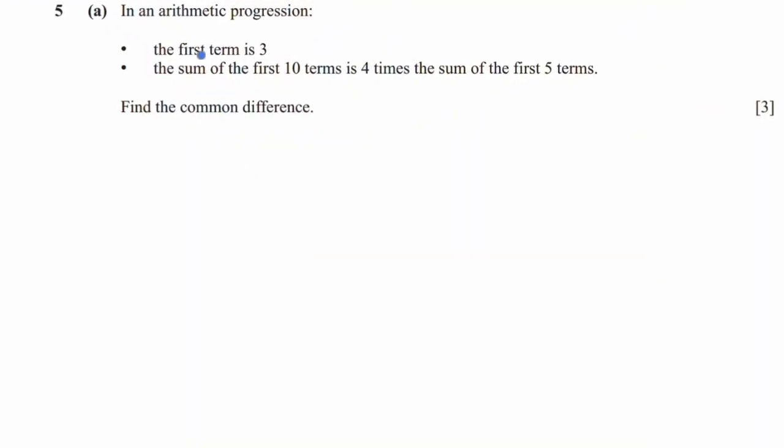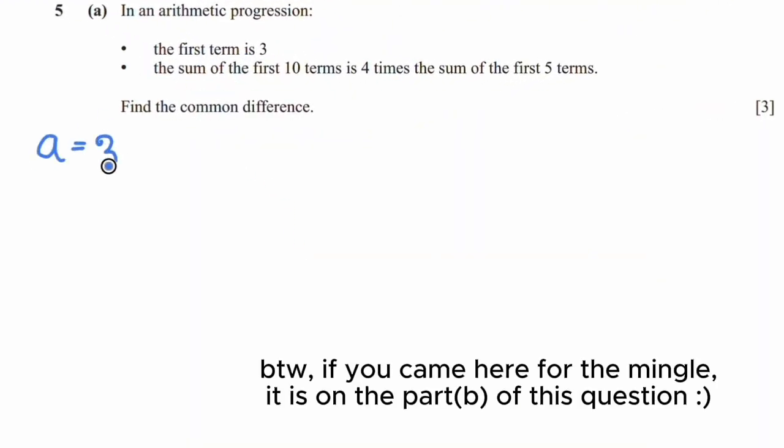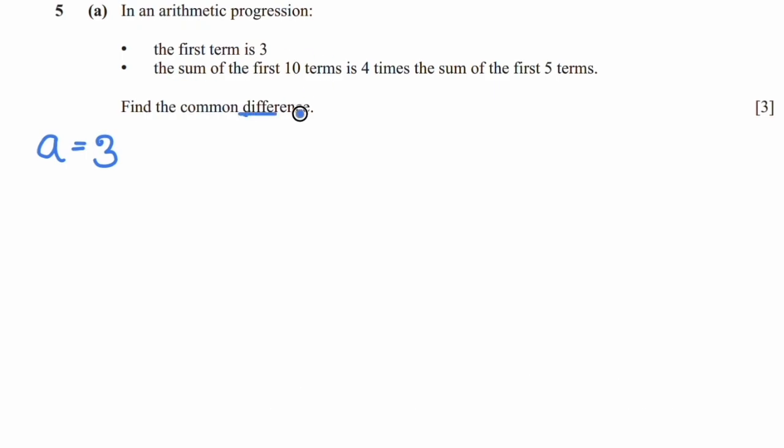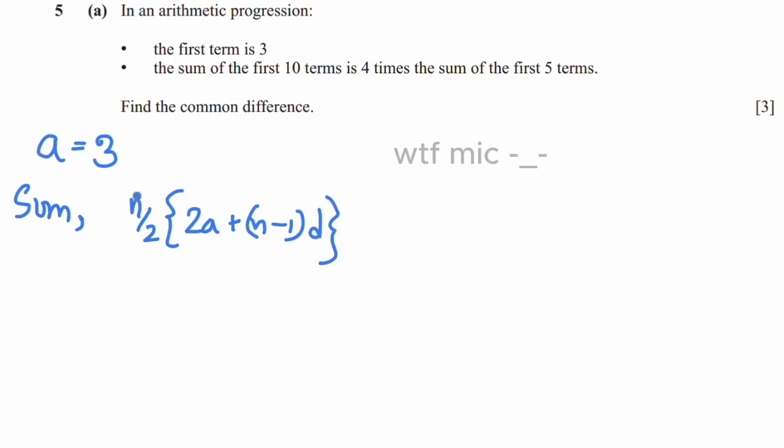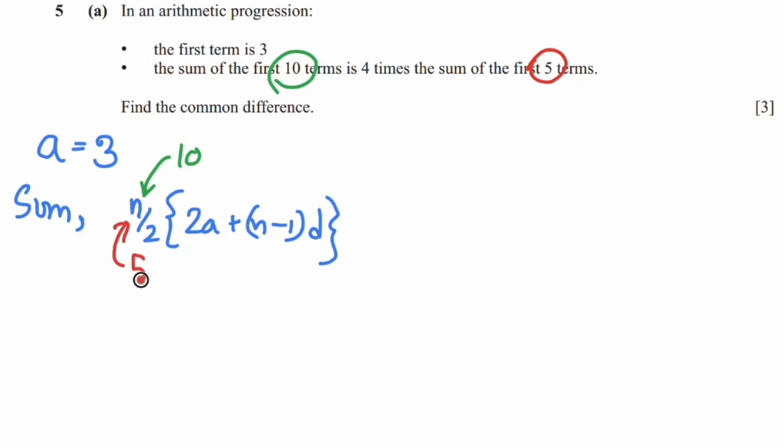Okay, what is this? The first term is 3. Oh, we have to keep in mind that it is an arithmetic progression, so there is going to be a d. The sum of the first 10 terms. Now, what do we know about the sums of an arithmetic progression? The formula is n over 2 times (2a plus (n minus 1) times d), where n is the number of terms. So for the first one, this is going to be 10. And for the second one, this is going to be 5.